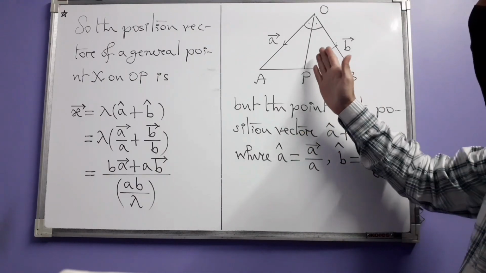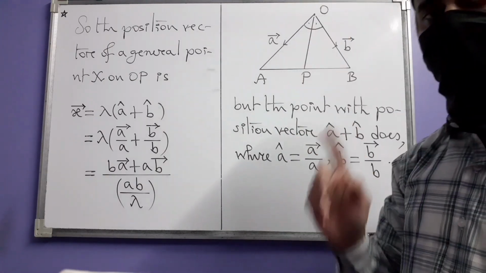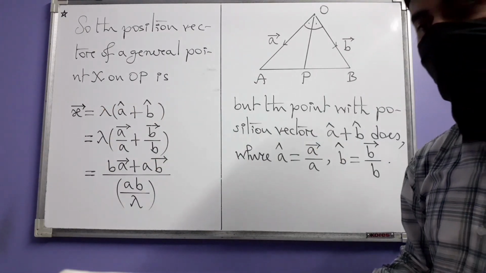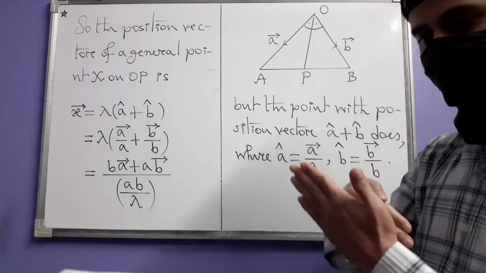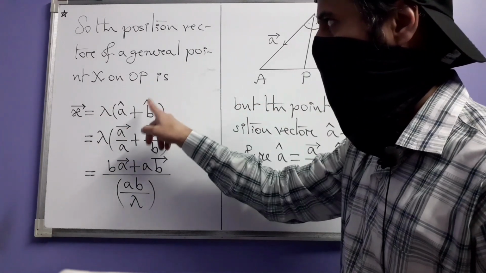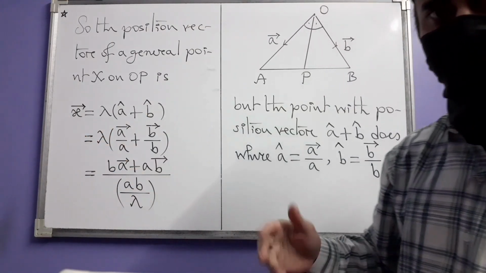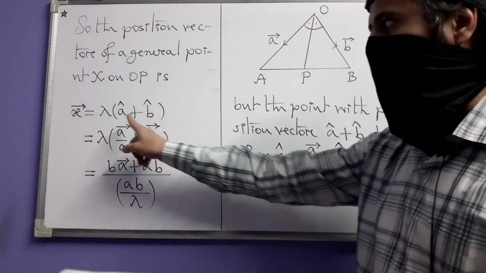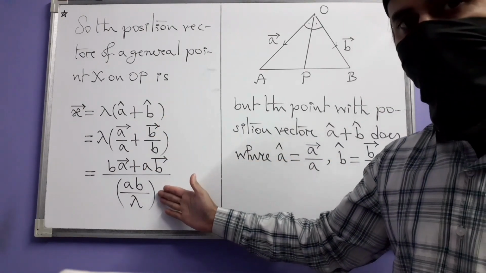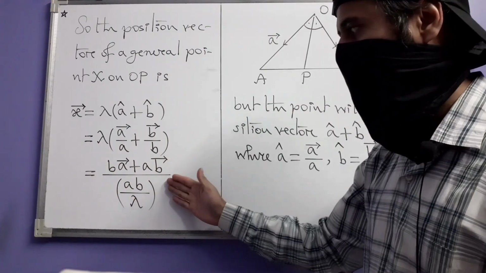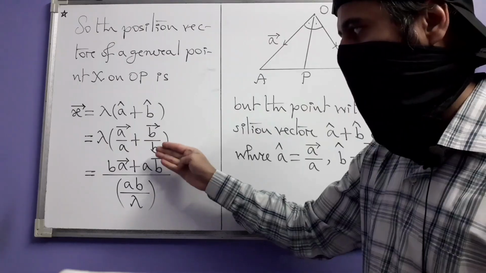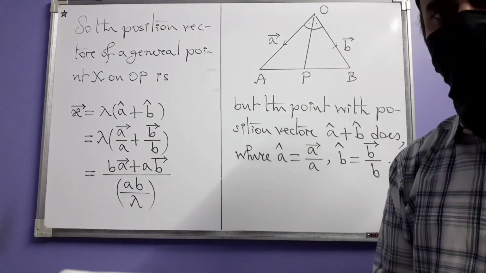Even if that point lies there on that side, still it will be a scalar multiple of this. The only thing is that lambda will be negative. Because they are parallel, whether pointing in the same direction or in the opposite direction, that does not matter. It will be of this form. And we are giving it some general name also, x vector. And then you write what a hat and b hat are. And then after simple vector algebra, this is what you are getting: b times vector a plus a times vector b, divided by ab, times lambda.